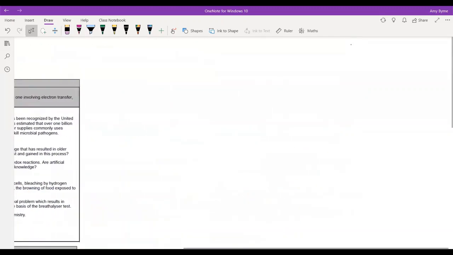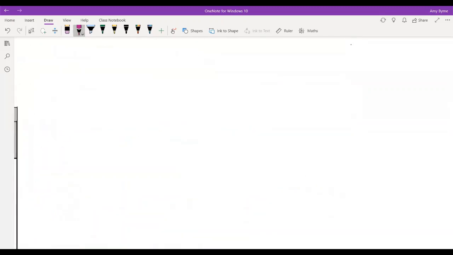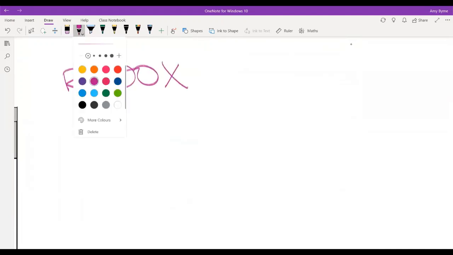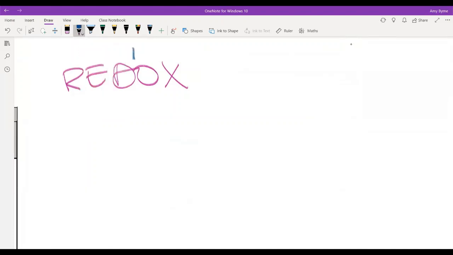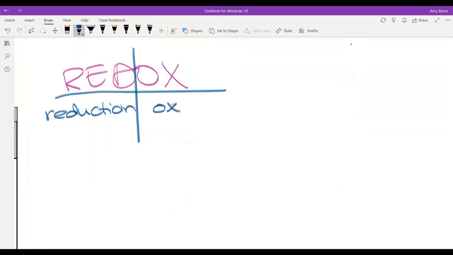So let's start with the actual term redox itself. Redox is a word that's called a portmanteau. It is a sticking together of two different words: reduction and oxidation. A portmanteau like this is where you stick together two words because they belong together. If you want to go back to a celebrity couple from when I first started teaching chemistry, something like Brangelina, it's that sort of idea.